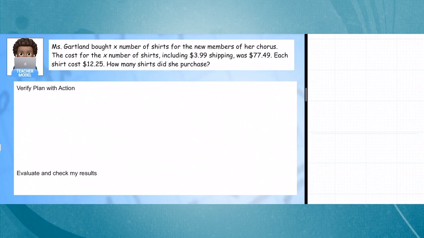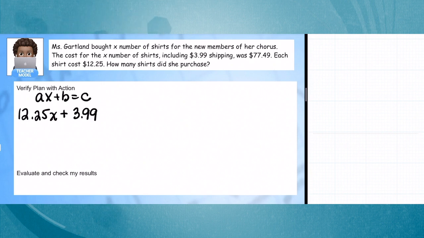Okay, so we have our key information. We know we're writing this in AX plus B equals C form. So let's start with our AX, which is the cost per shirt. And we know that is $12.25x. Plus our constant is the shipping, the $3.99. That doesn't change no matter how many shirts. And our total cost for this is $77.49. So we have our entire equation already set. Perfect. So let's start evaluating this and solving for x.